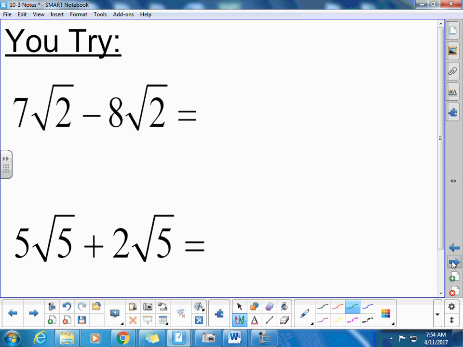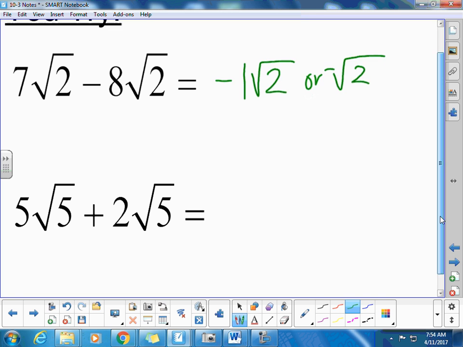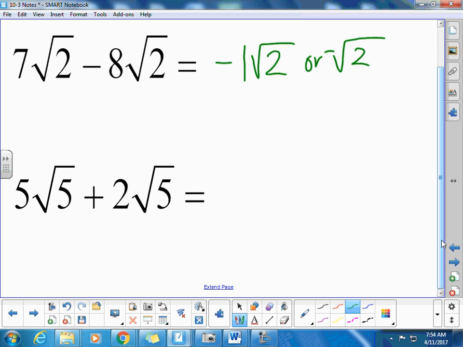All right, put me on pause again. You give us a try. All right, hopefully you said 7 square roots of 2 minus 8 square roots of 2 is minus 1 or negative 1 square roots of 2. Or just negative square roots of 2. 5 square roots of 5 plus 2 square roots of 5. 5 plus 2 is 7, so we have 7 square roots of 5.